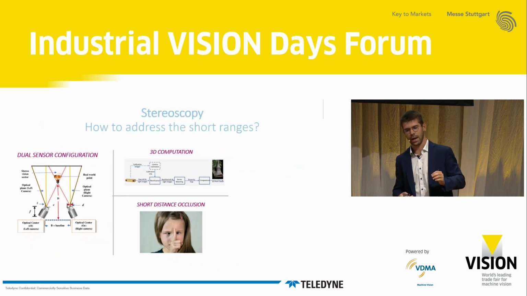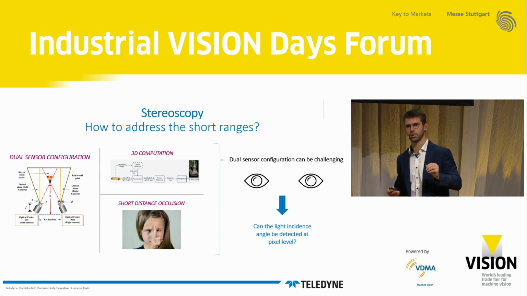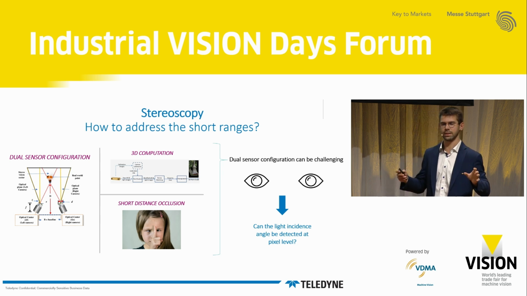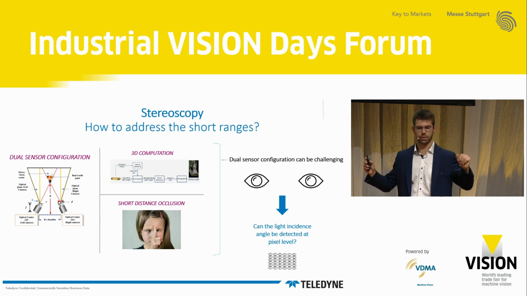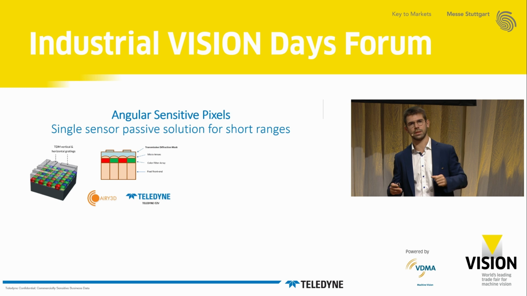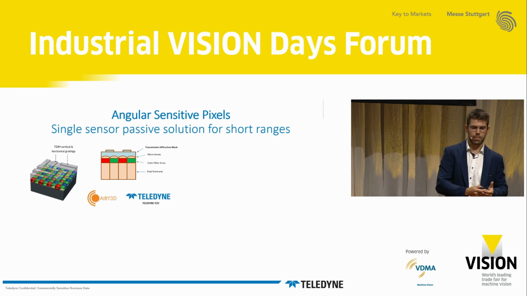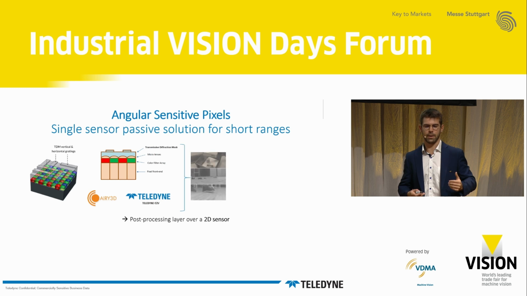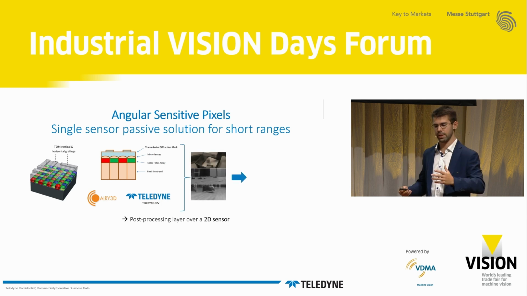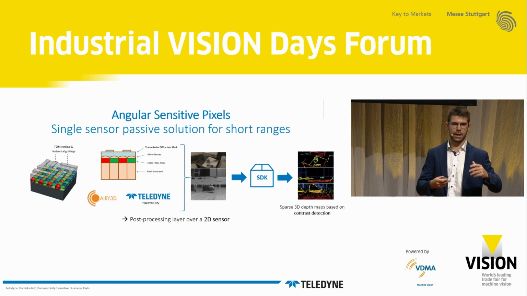So at Teledyne e2v, we wanted to solve this issue at short ranges, and we asked ourselves if there was a possibility to use the light incidence angle at pixel level instead of at camera level. And this is what our angular sensitive pixels technique is. We post-process a layer over a classic high-definition 2D sensor. Then, by processing the image through our SDK, one can generate a sparse depth map based on contrast detection.